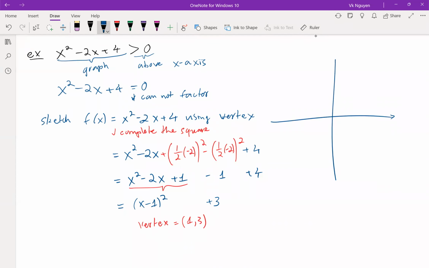Sketch it. X, Y. 1, 3. This is the vertex. The coefficient of x squared is positive, so it's just a regular parabola. Let's go up. Look at the graph here. It is completely above the x-axis. So the solution here is all real values on the x-axis, negative infinity to infinity.